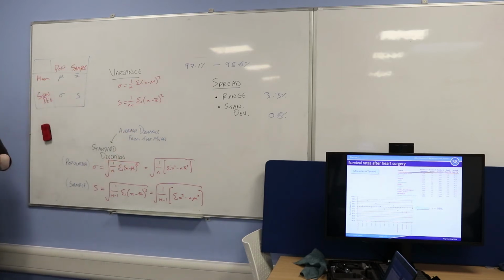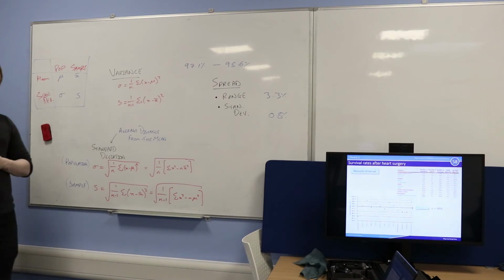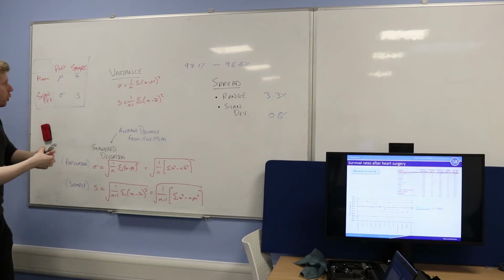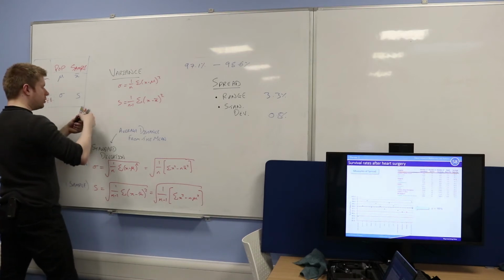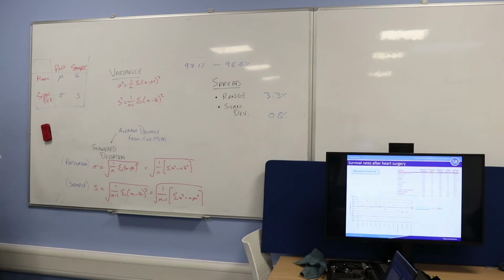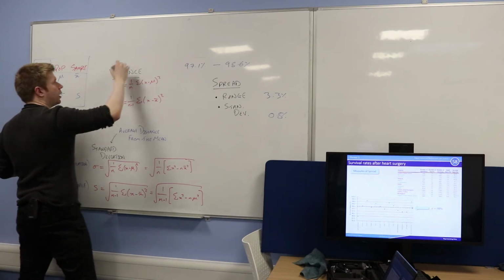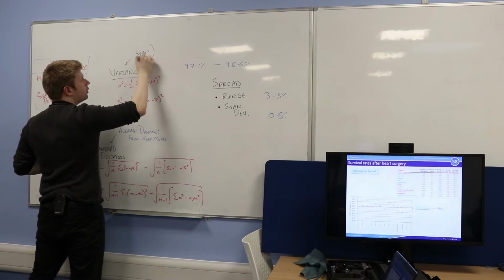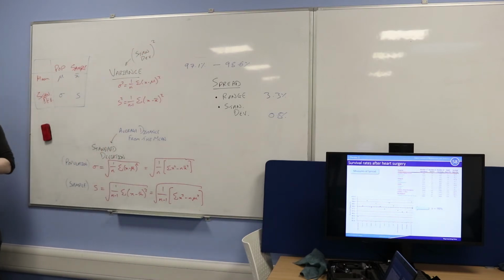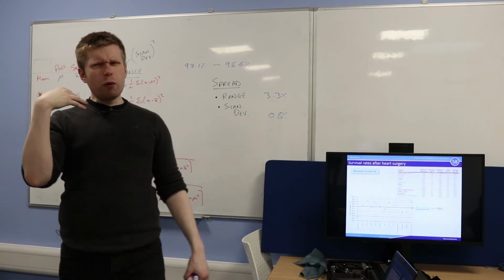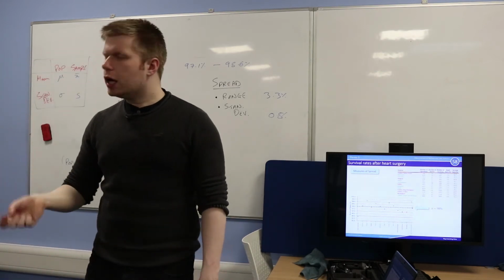Okay, so the variance is essentially what happens just before you take the square root. What you could say is that the variance, sorry, this should be squared. You could say that the variance is just the standard deviation squared.